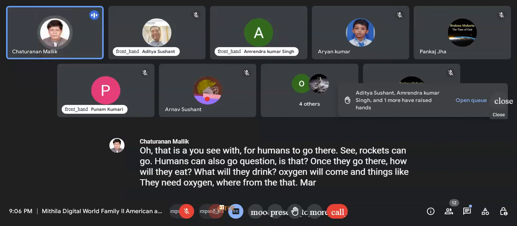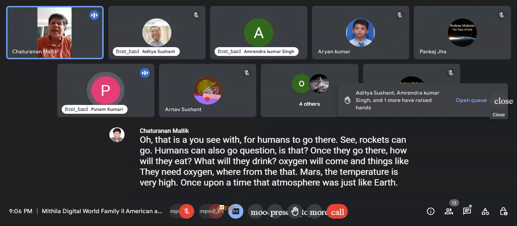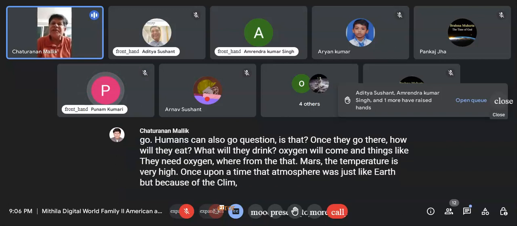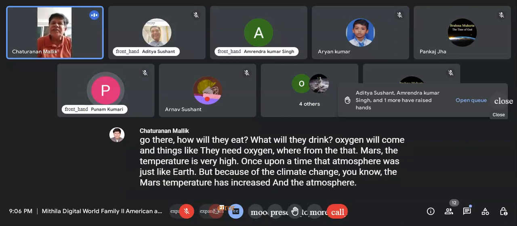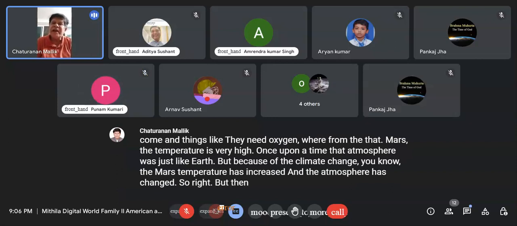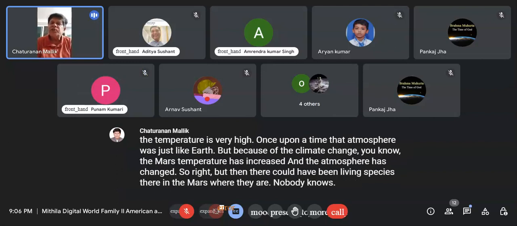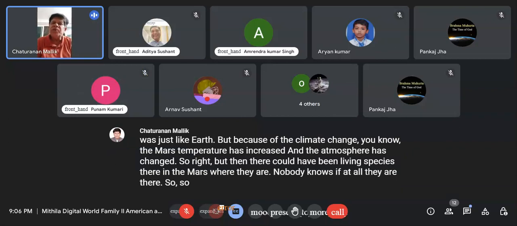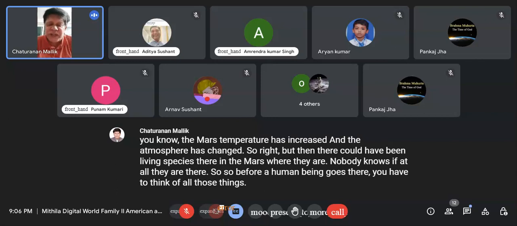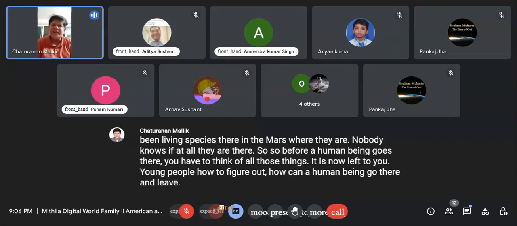On Mars, the temperature is very high. Once upon a time, the atmosphere of Mars was just like Earth. But because of climate change, the Mars temperature has increased and the atmosphere has changed. There could have been living species there on Mars. Where they are, nobody knows, if at all they are there. So before a human being goes there, you have to think of all those things. It is now left to you young people to figure out how a human being can go there and live there for at least even 2-3 days.